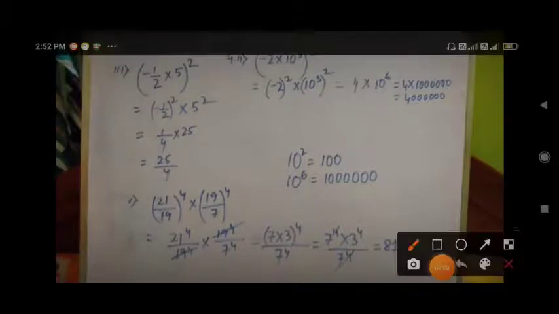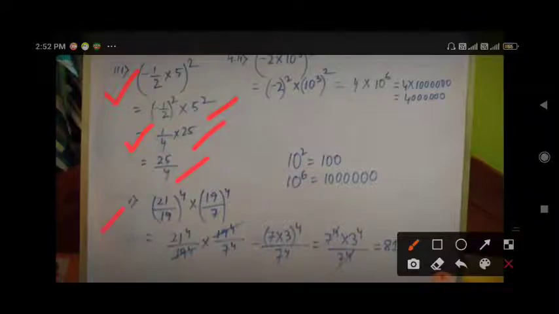Next math, 1 by 2 into 5 square means 1 by 2 square into 5 square, and we get -1 by 2 square means plus 1 by 4, 5 square means 25, and we get 25 upon 4.